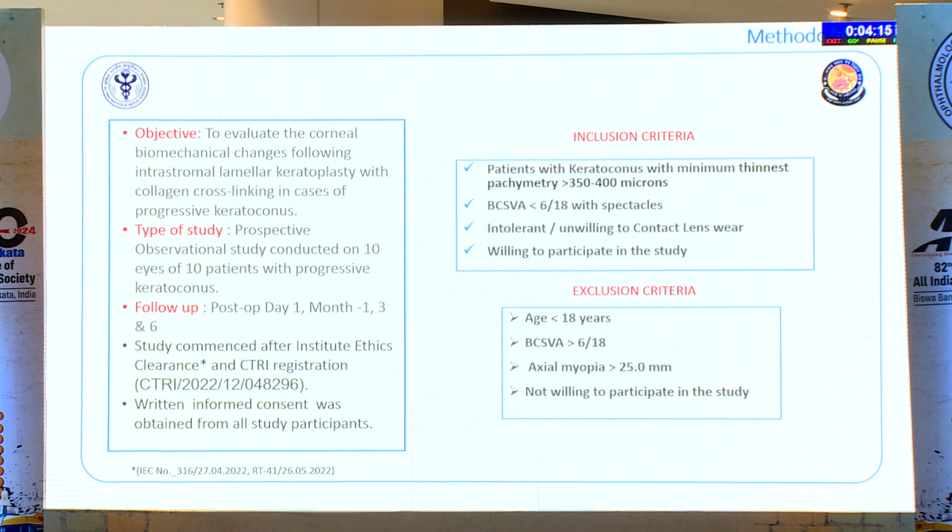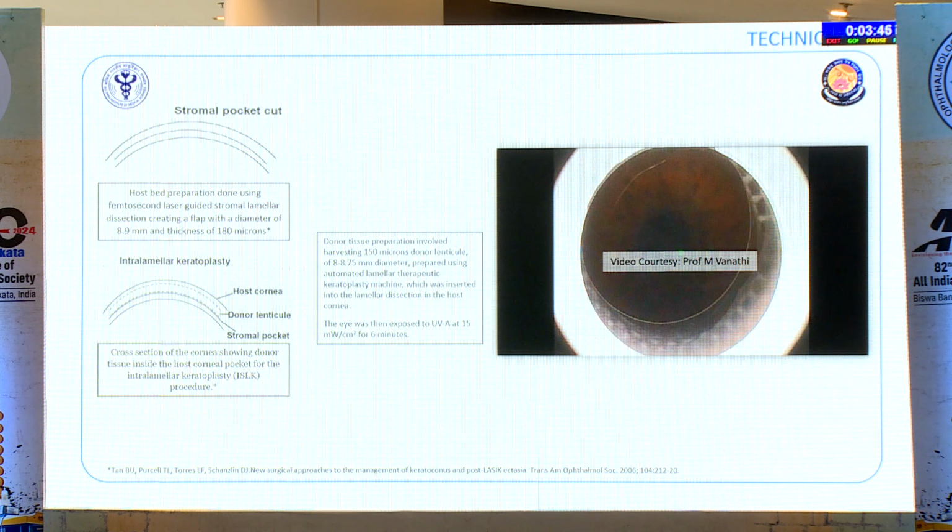We conducted the study to examine mainly the biomechanical changes which occur following intrastromal keratoplasty with collagen cross-linking on a study group of 10 eyes of 10 patients with progressive keratoconus whom we followed up for a period of 6 months. We included those with a minimum thinnest pachymetry of 350 to 400 microns with a best corrected vision of less than 6/18 with spectacles, those who were intolerant of or unwilling to wear contact lenses, and those who were willing to participate in the study. Those with axial myopia and age under 18 years were excluded.